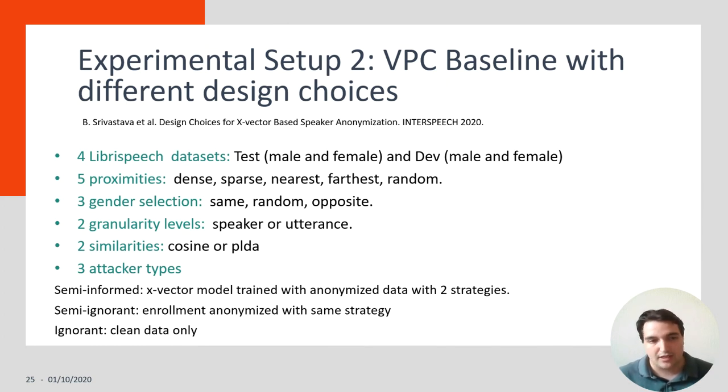We also have in this case 3 attacker types. Here, semi-informed knows the anonymization method and uses the same strategy to anonymize its training data. Semi-ignorant doesn't retrain its models but anonymizes its own data, and the ignorant case doesn't care about the anonymization.